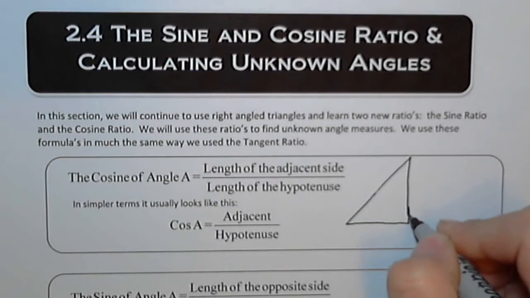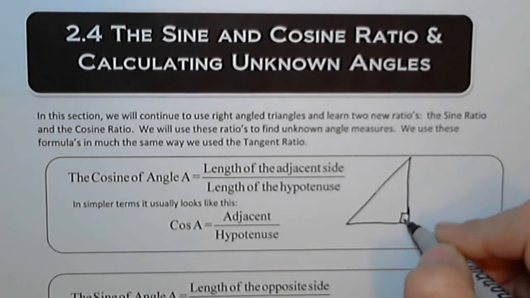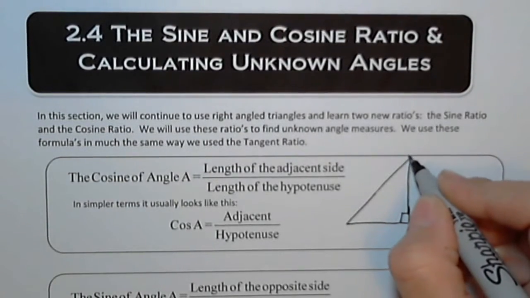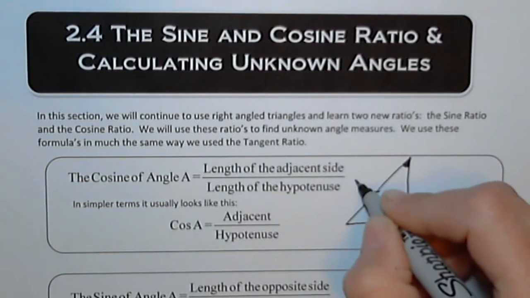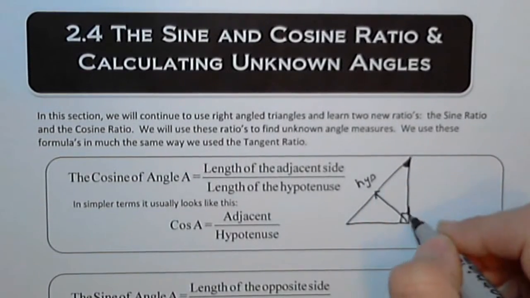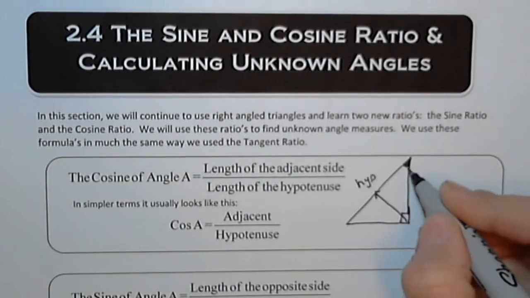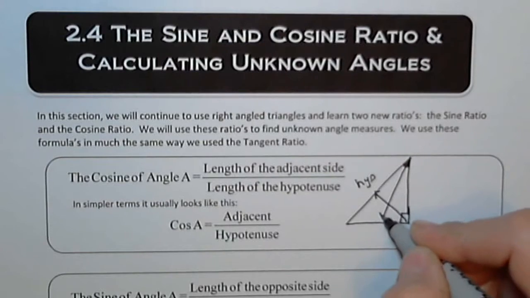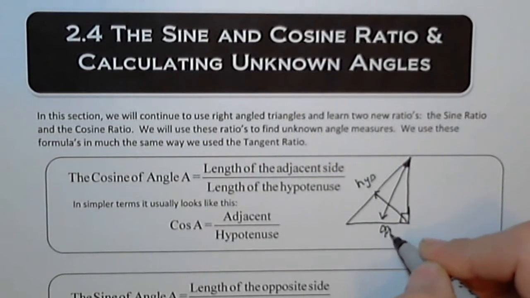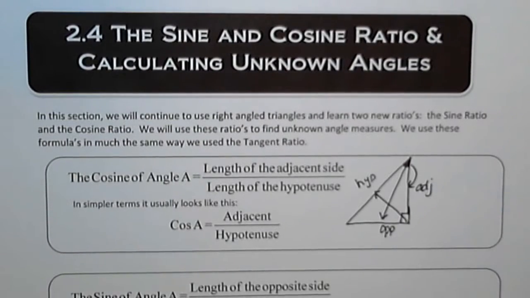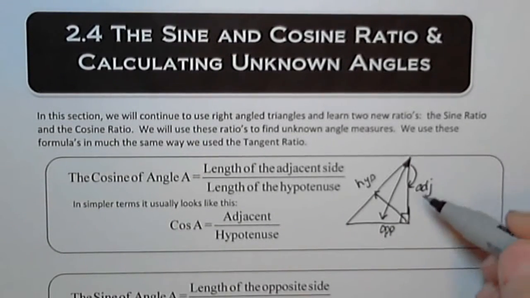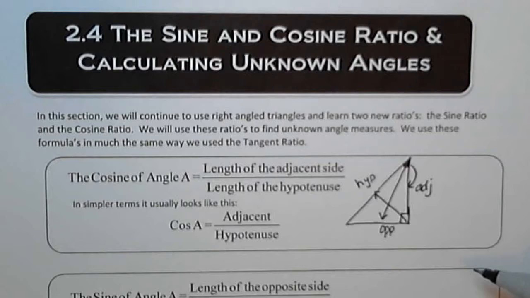And the three sides depend on where you're standing. You're never standing at the right angle. Let's imagine for this triangle that you're going to stand up here. The first side you're going to label is the hypotenuse, which is always directly across from that little square in the right angle. The next side you're going to label is the opposite side, and the third side is the adjacent side. Now the tangent, we used opposite over adjacent.